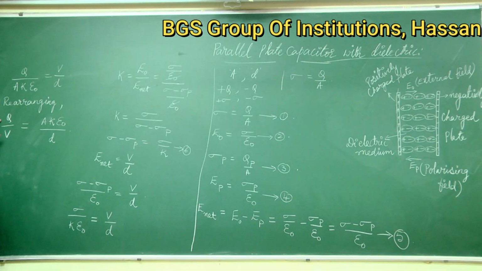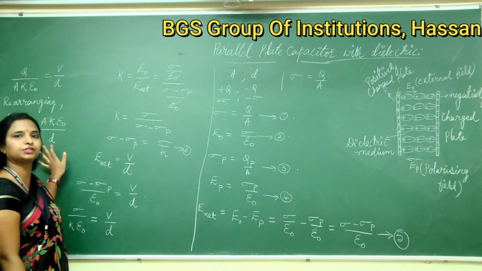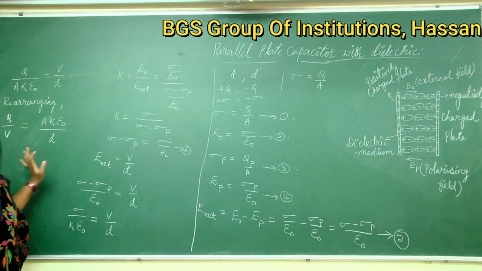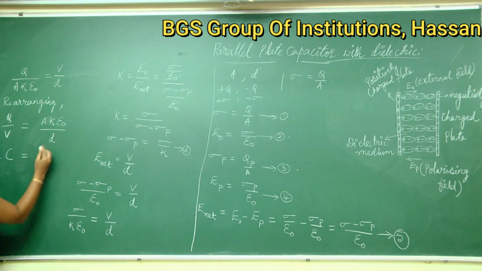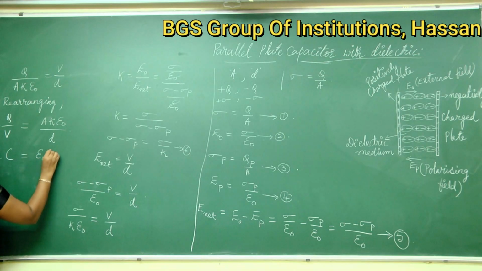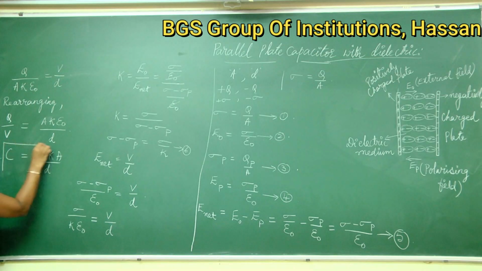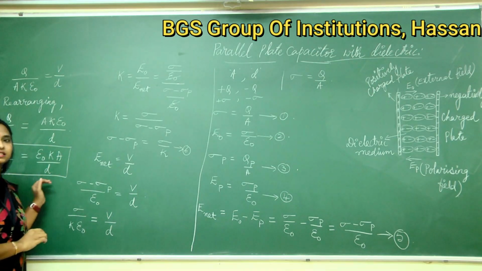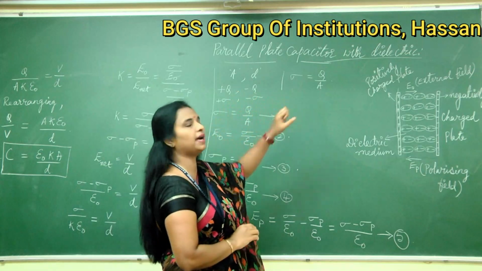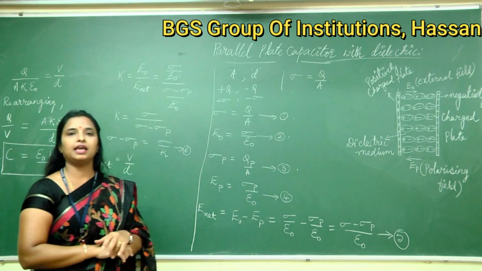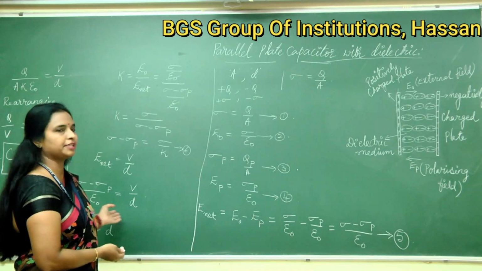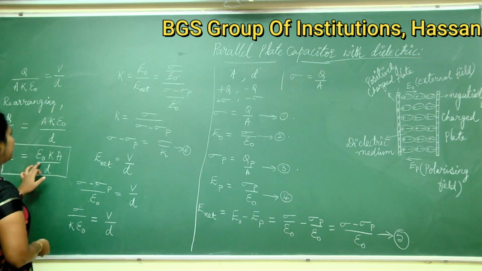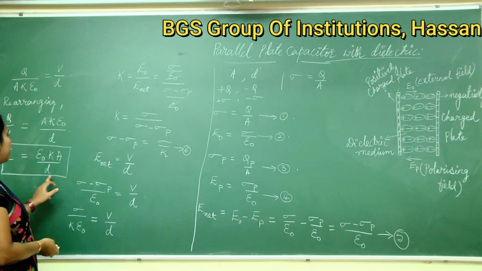Now what is meant by Q by V? The ratio of charge to potential is nothing but capacitance. So capacitance is equal to, I'll rearrange it, epsilon naught K A divided by D. So this is the final expression for the capacitance of a parallel plate capacitor with dielectric. Yesterday we mentioned it, and today we have derived how we got the expression, that is C is equal to epsilon naught K A divided by D.